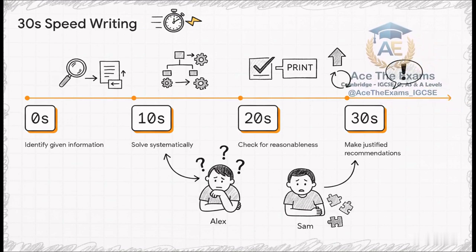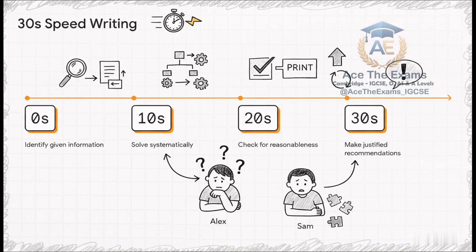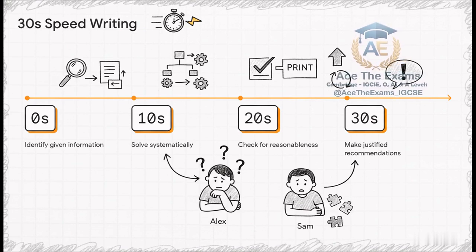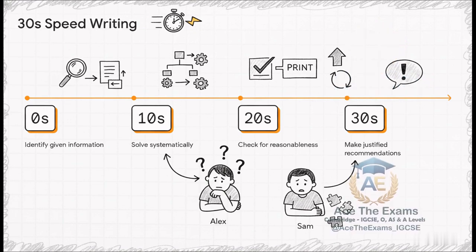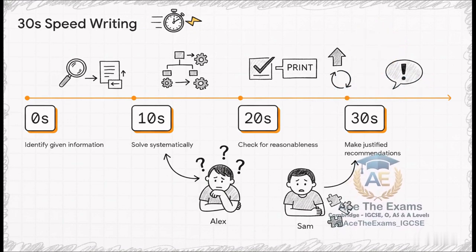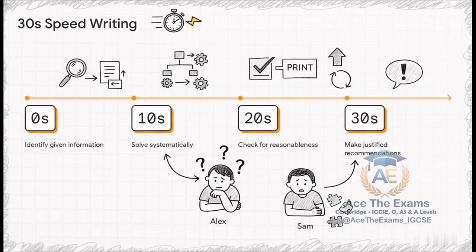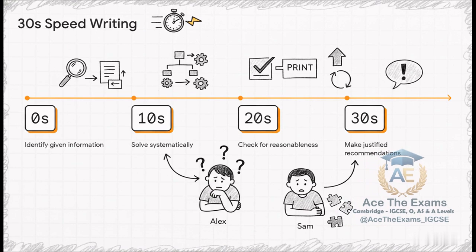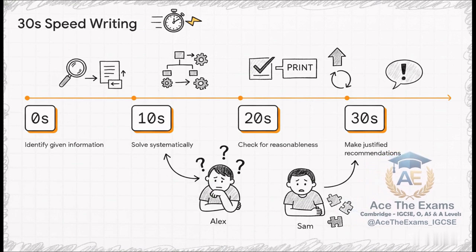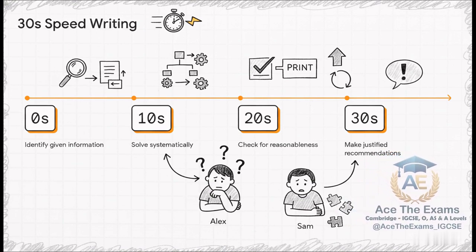At 20 seconds, you check for reasonableness. Did you format the print statement correctly? Did you remember to close your loops? And at 30 seconds, if it's an extended response question, you make your fully justified recommendation. This speed drill is amazing because it forces you to stop waffling like our friend Alex and stops you from rushing and missing steps like our friend Sam. It forces pure, unadulterated structure.